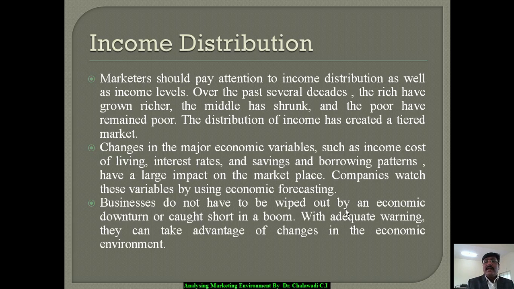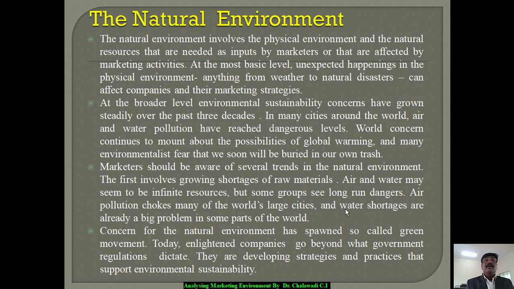Every company has to retain an economic forecast. They have to suggest more and more what may happen in the present day, right? For example, at present, COVID-19, right? The income level of the consumers is reduced. The cost of living of the persons is also reduced. Interest rate is also reduced. Savings and borrowing patterns have been changed. So that's why companies have to watch all these variables by using economic forecasting, right? And businesses do not have to be wiped out by any economic downturn or caught short in a boom, right? With adequate warning, they can take advantage of the changes in the economic environment, right?